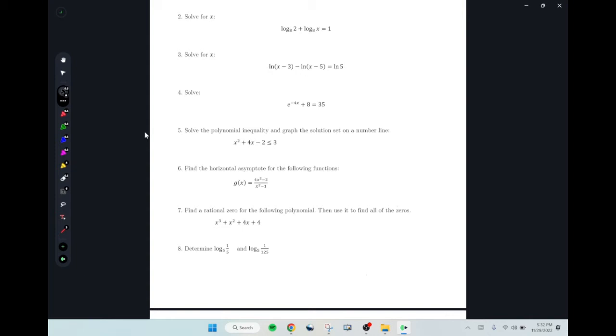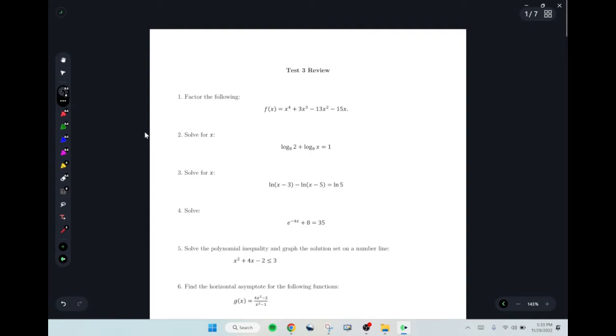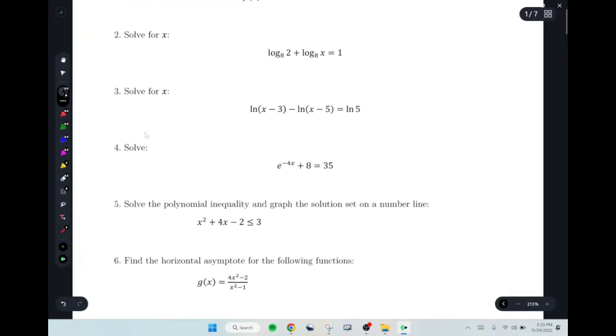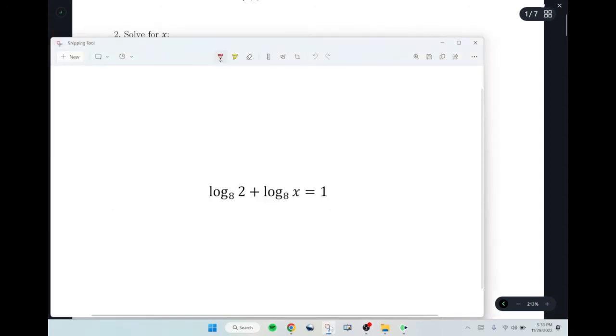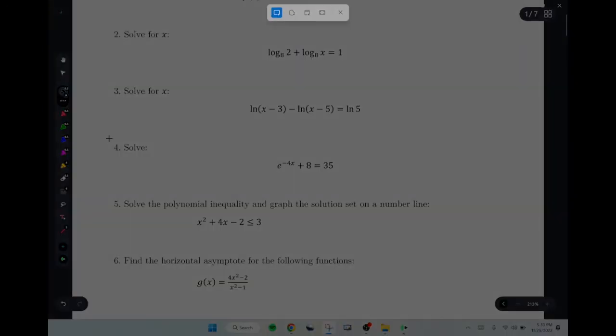What else we got? 9. Oh wait, somebody else said 4 first. Oh, okay. Let's hit 4 real quick. 4 is pretty darn similar, and then we'll do 9. Solve this.